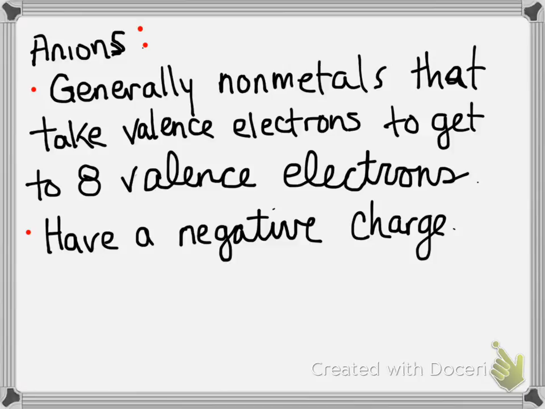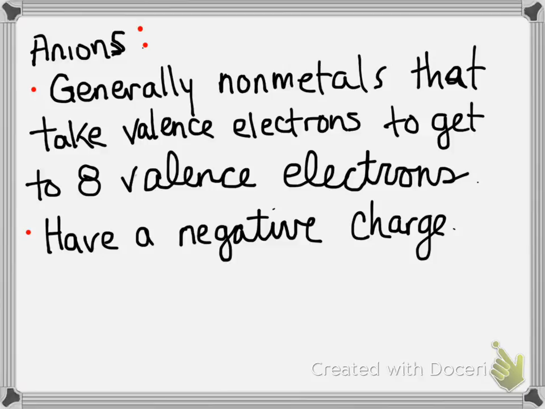Anions, on the other hand, are going to be your nonmetals. Anions generally take on valence electrons so they can get to 8 valence electrons. And in doing so, they're going to have a negative charge based on how many they take on. You have to remember, electrons have a negative charge, so the more electrons you take on, the more negative charge you have.